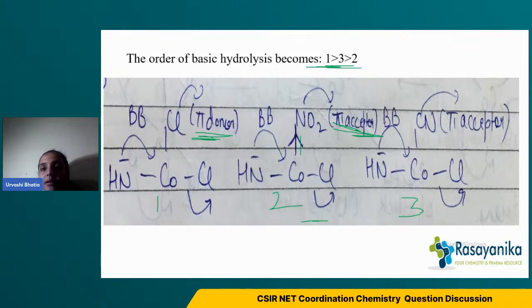In order to facilitate the basic hydrolysis, we need to assign the order for that. So the pi donor ligand is going to donate the electron, and the Cl minus is going to leave easily because it is receiving back bonding, and also Cl minus is acting as a pi donor. Cl can kick off this Cl. While if we talk about these two complexes, NO2 minus is going to pull off the electrons and will not let the Cl go. And similarly it happens with CN, but it occurs in the middle because of the minus I effect of NO2.